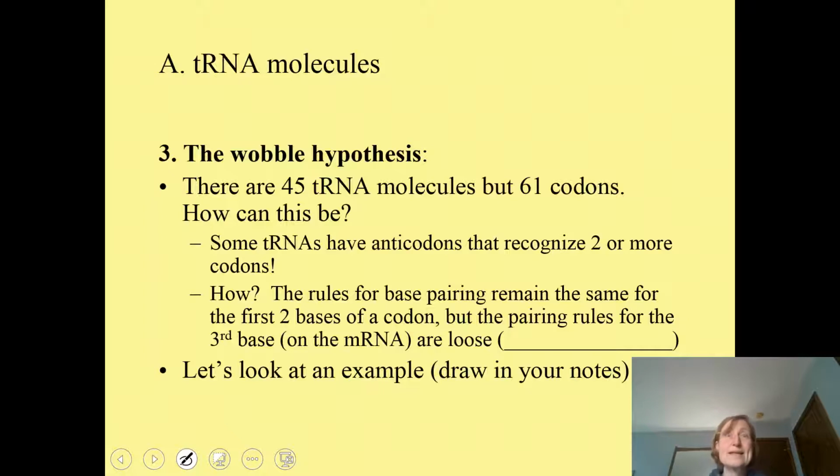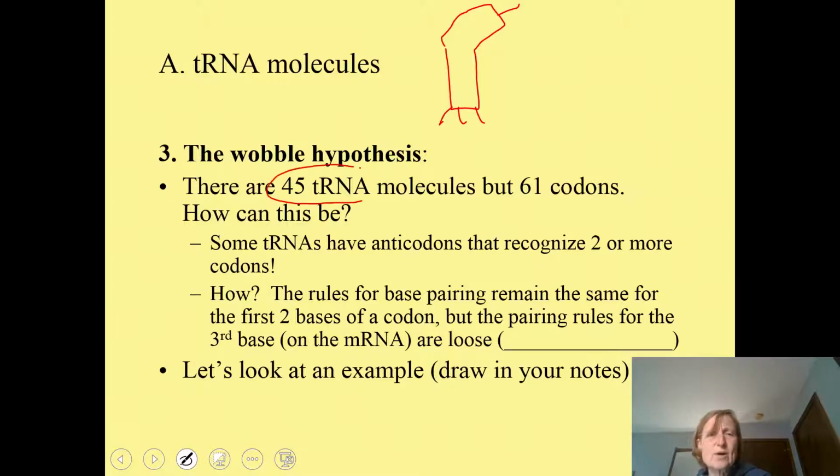Before we move to the next piece of our machinery for translation, we have a quick kind of funny little quirk to deal with. And this is called the wobble hypothesis. There are 45 different tRNA molecules, but 61 codons. There are 64 codons, but 3 of them are stop codons. So there's 61 active codons that code for amino acids.